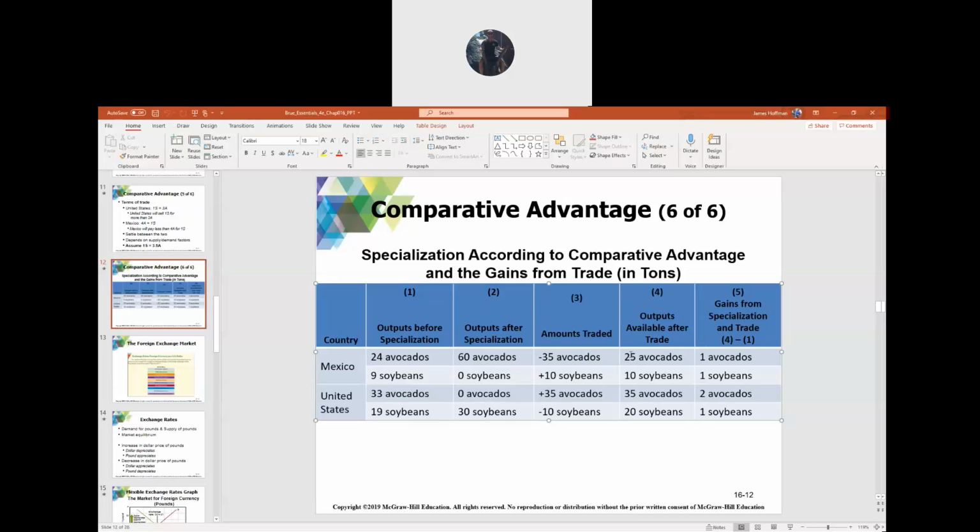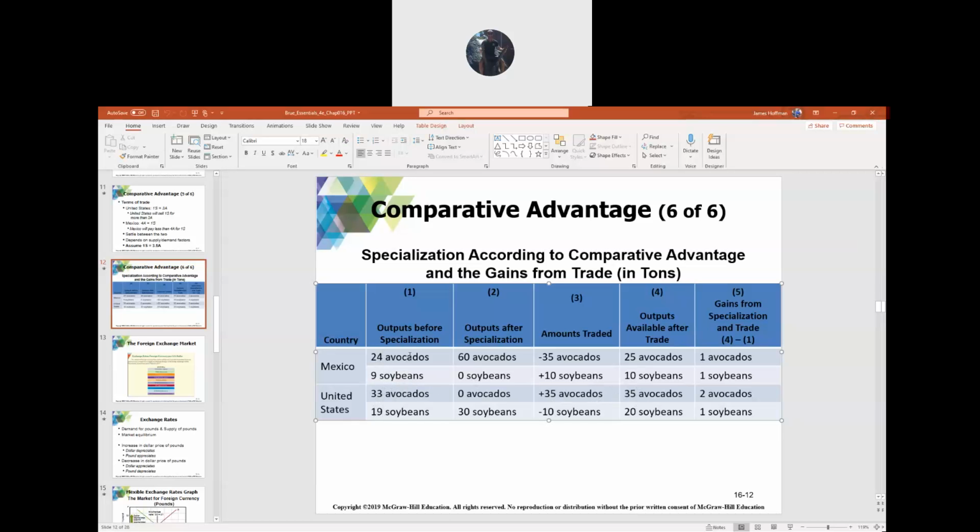So after everything, Mexico has 25 avocados, so they gain 1 here, right? They have 10 soybeans, so they gain 1 soybean. The US has 35, so they gained 2, and 20 soybeans, so they gain 1.